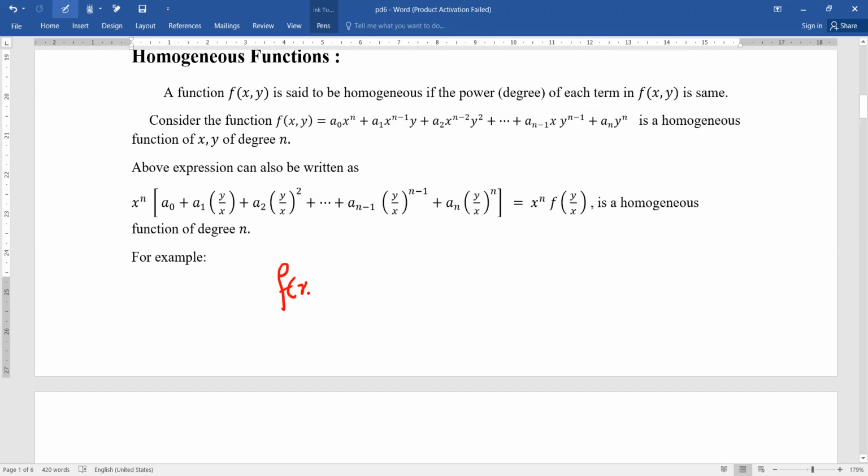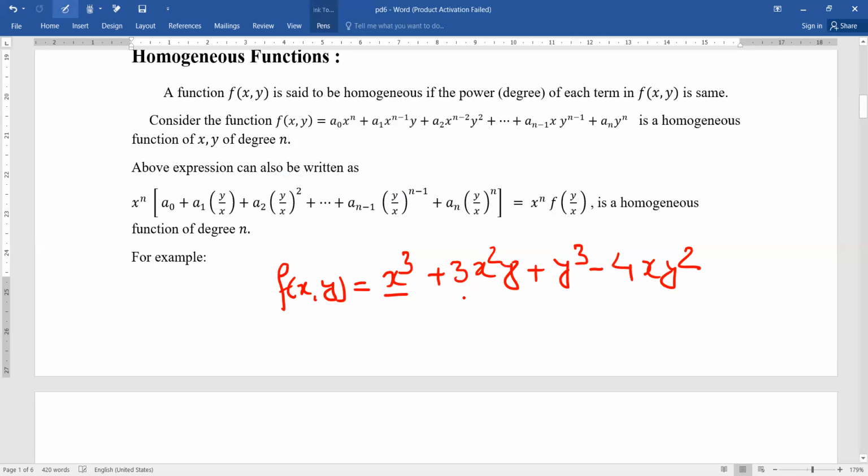Just see this example. Suppose we are writing f of xy equal to x cube plus 3x square y plus y cube minus 4xy square. आप लोग को यहां पर चार टर्म दिख रही है, 1 2 3 एंड 4, और चारों टर्म में सम ऑफ द पावर्स ऑफ x एंड y सेम दिख रहा है, that is 3 3 3 and 3. So clearly it is a homogeneous function of degree 3.